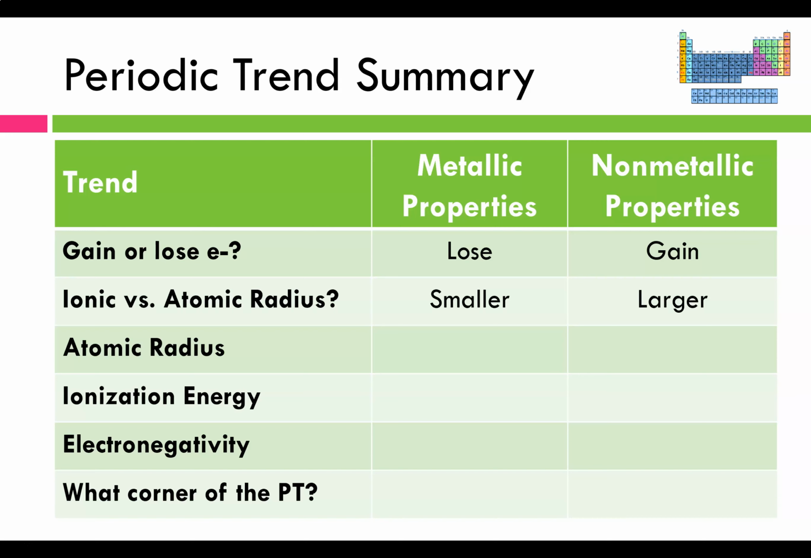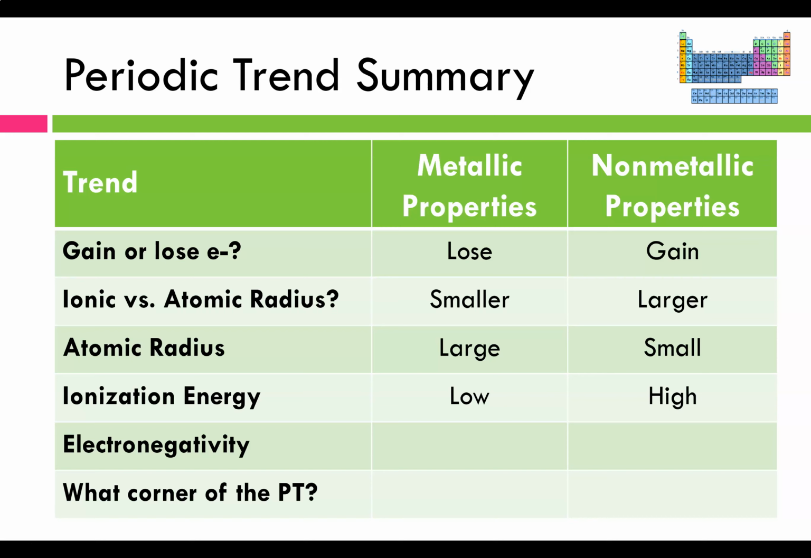As far as atomic radius goes, our metallic elements tend to be pretty big. They're going to be the largest atom within the period. As you make your way to the right and you get to more non-metallic elements, you're going to see smaller and smaller atoms. Ionization energy of metals tends to be very low. These are big atoms with their valence electrons far away from the nucleus, so they're not particularly attracted to the nucleus. They should be easy to remove. Translation, less energy to remove them.